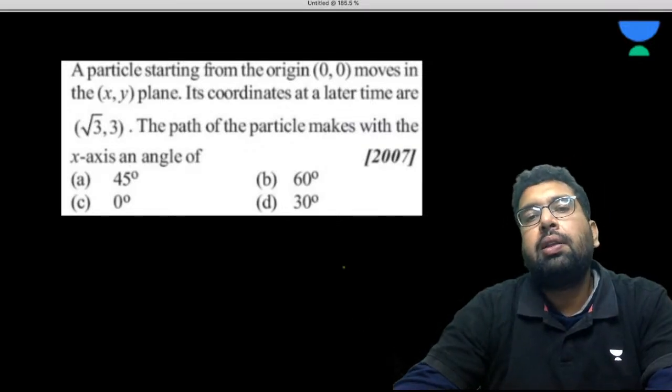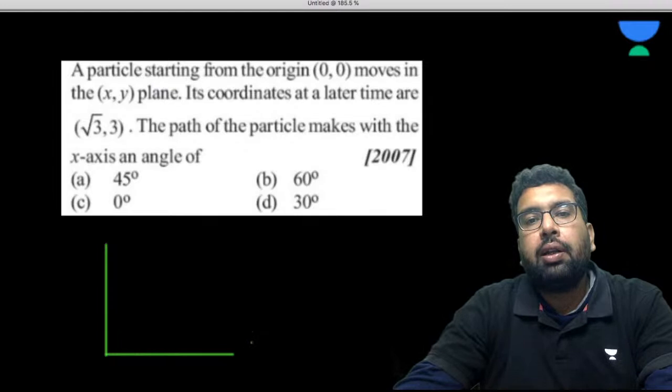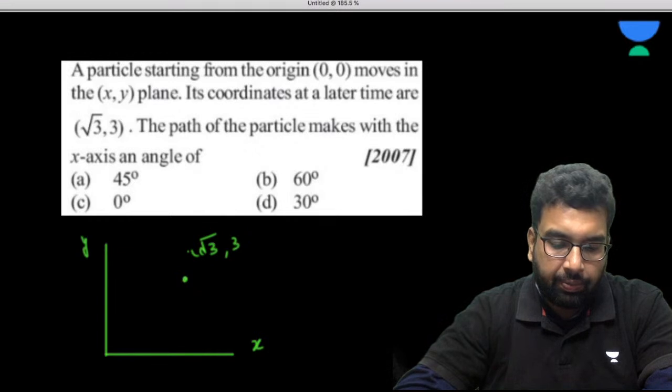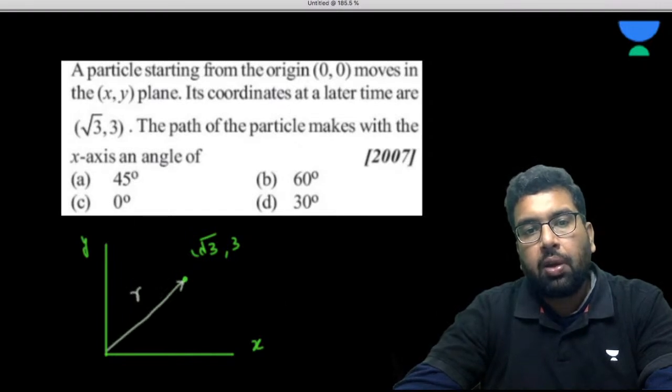A particle is starting from the origin and moves in the xy plane. Its coordinates at a later time are given. So if I say xy, its coordinates are root 3 and 3. Okay, root 3 and 3. Now this is the position vector of it. Let's call it r bar.